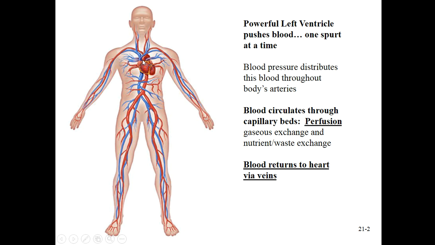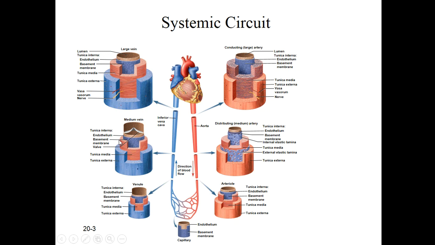So this is starting with the aorta, and every time the powerful left ventricle pushes blood out through that ventricular ejection phase, it pushes blood into the aorta. And so, one spurt at a time, the blood piles up and is pushed by pressure through all of these many, many miles of vessels. What we don't see in this particular image is that at the end of each of those arteries is a capillary bed.